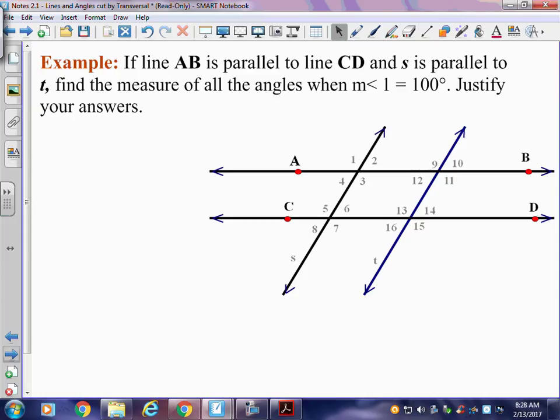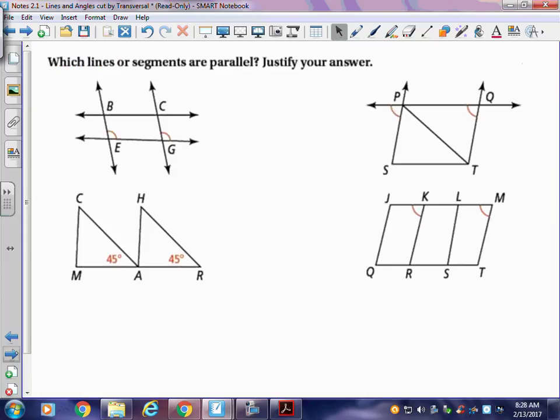So last but not least, I think this is our last slide. Let me see. No, it's not. I tell you what, let me skip over that one and come back to it in a minute.